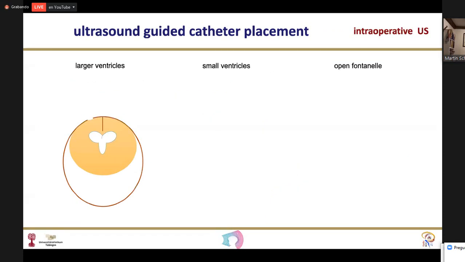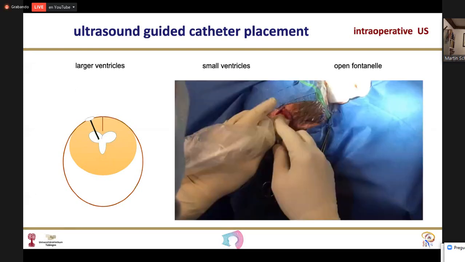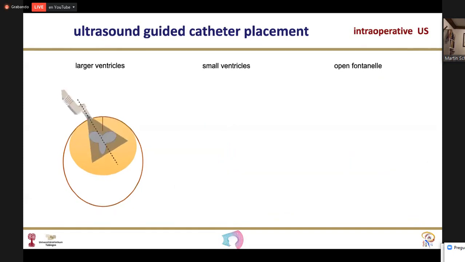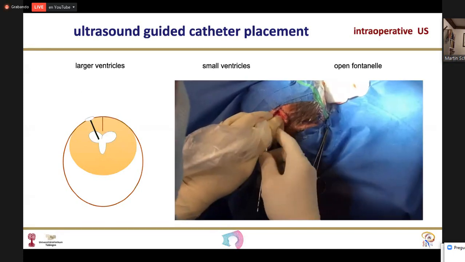For example, ultrasound-guided placement. You have a burr hole ultrasound, you check the ventricles, you remove the burr hole ultrasound, you do a parallel movement of the needle, and then you puncture the ventricle. You remove it and put in your catheter, and this looks intraoperatively like that. Oh, sorry, I have to run it through again. So intraoperatively, it looks like this.